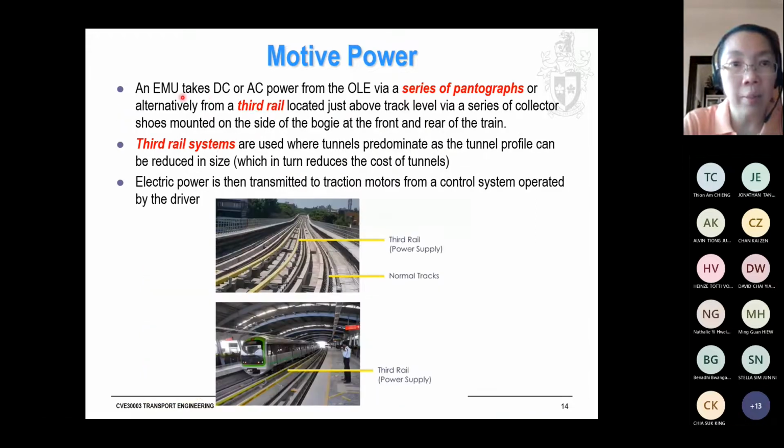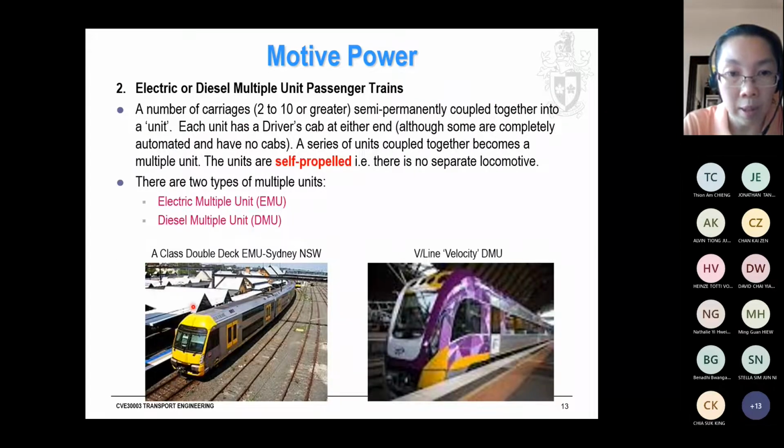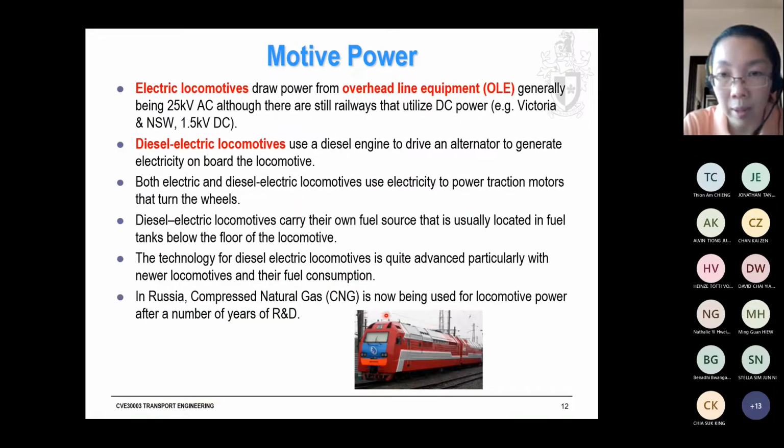Okay. So an EMU takes DC or AC power from the OLE, the overhead line, via a series of pantographs, or alternatively from a third rail located just above the track via a series of collector shoes. So here we see the OLE, which I have introduced to you earlier. It's the overhead line hanging above it. Okay, so that's the overhead line equipment.